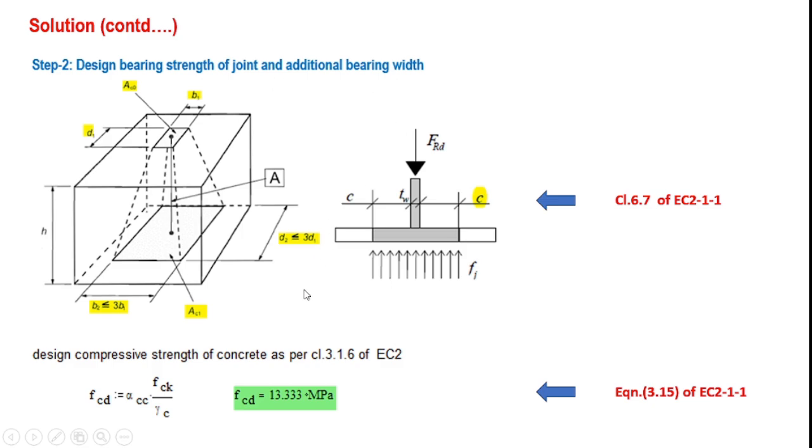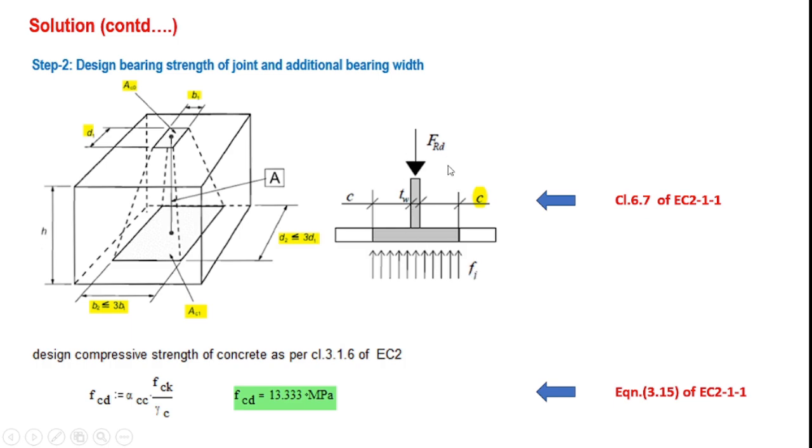As you can see, in order to easily guide you for this calculation, I have provided 2 sketches. One is for the computation of the design bearing strength of the concrete, and the second sketch would provide you how the bearing stress is distributed over the width of the column base plate.